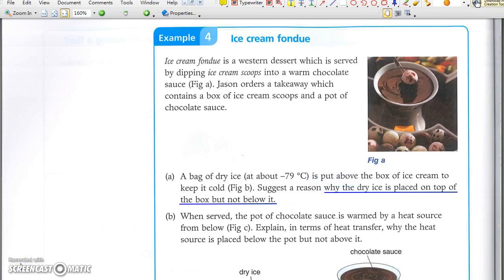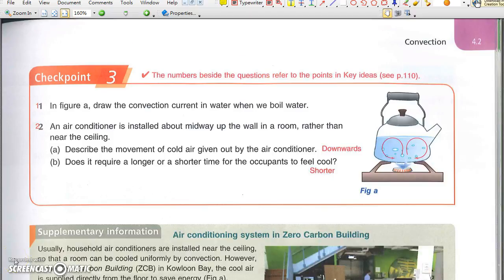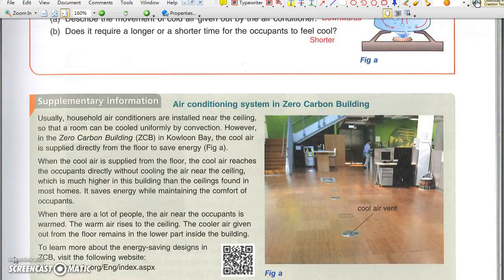Example 4. Ice cream fondue. If you order a takeaway ice cream fondue, you may wonder why the ice cream does not melt so quickly. The example tells you the physics behind it. Do check point 3 on the next page.